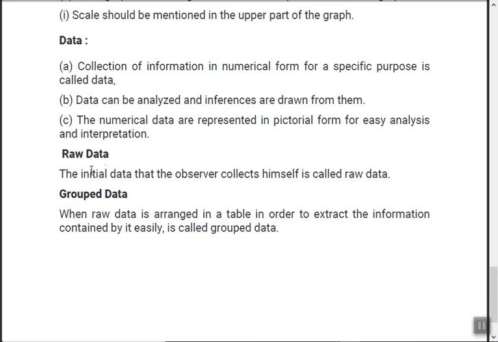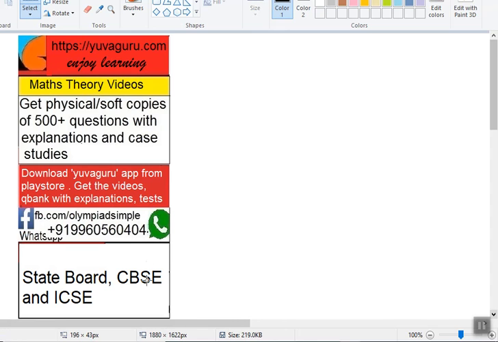Now, what is raw data? The initial data that the observer collects himself is called raw data. Suppose you visit a village and get some information in a book about what the village is, what the people are; that is known as raw data. What is group data? Once you segregate them and put them in groups, such as in that village the people of age 10 to 20 are this many, 20 to 30 are this many, then it's group data. When raw data is arranged in tables in order to extract the information contained in it easily, it is called group data. So that was some theory regarding data representation.